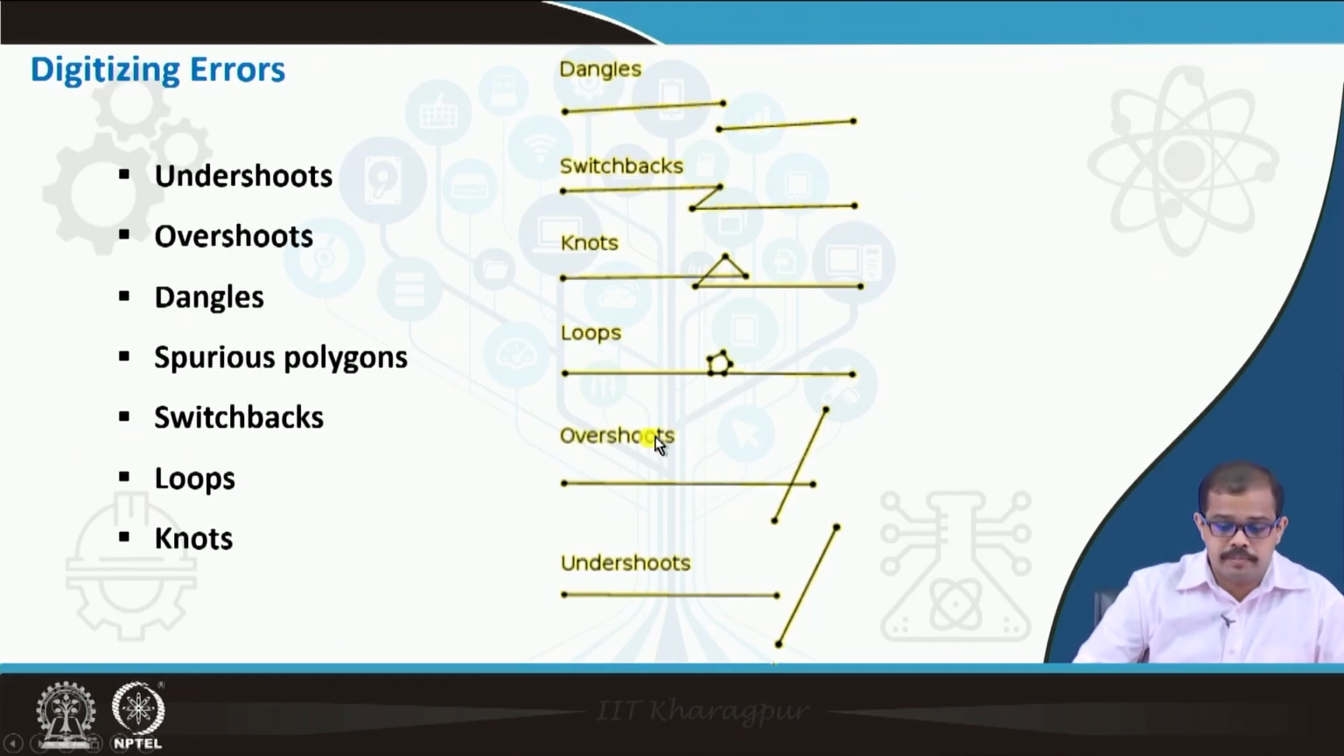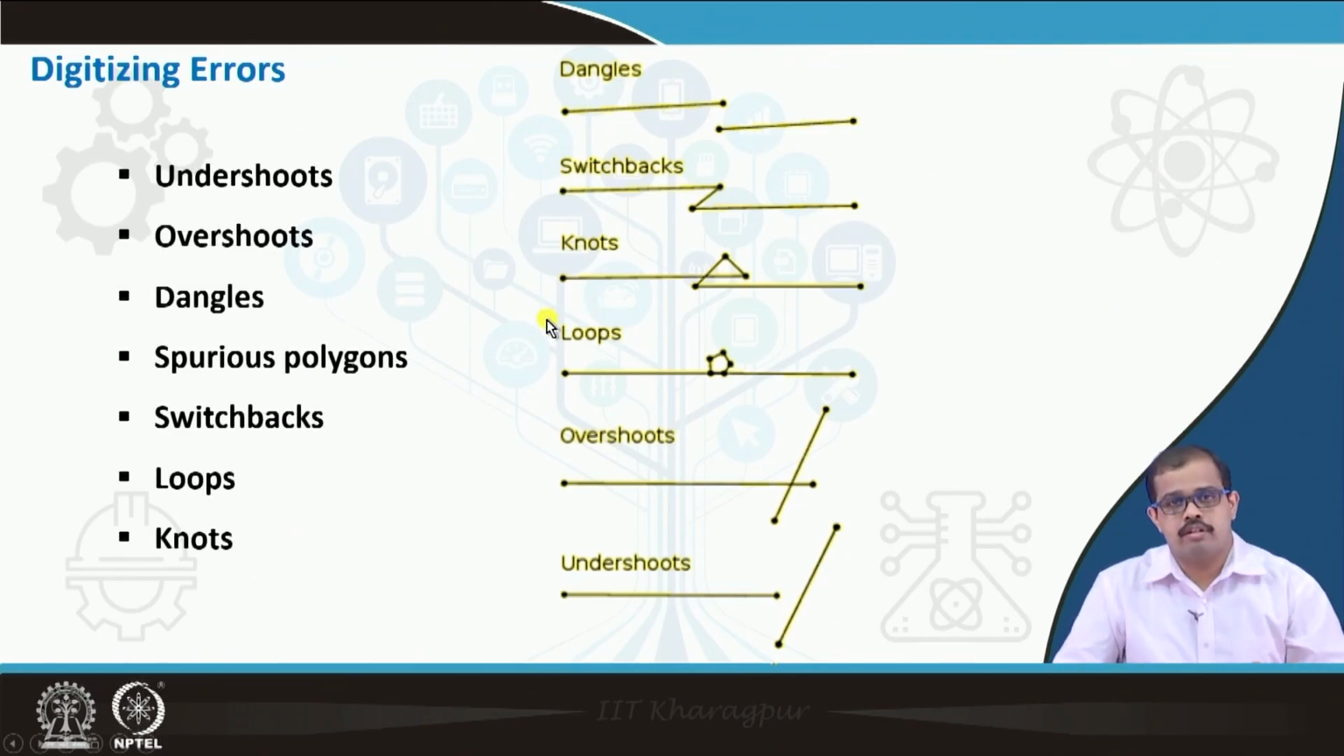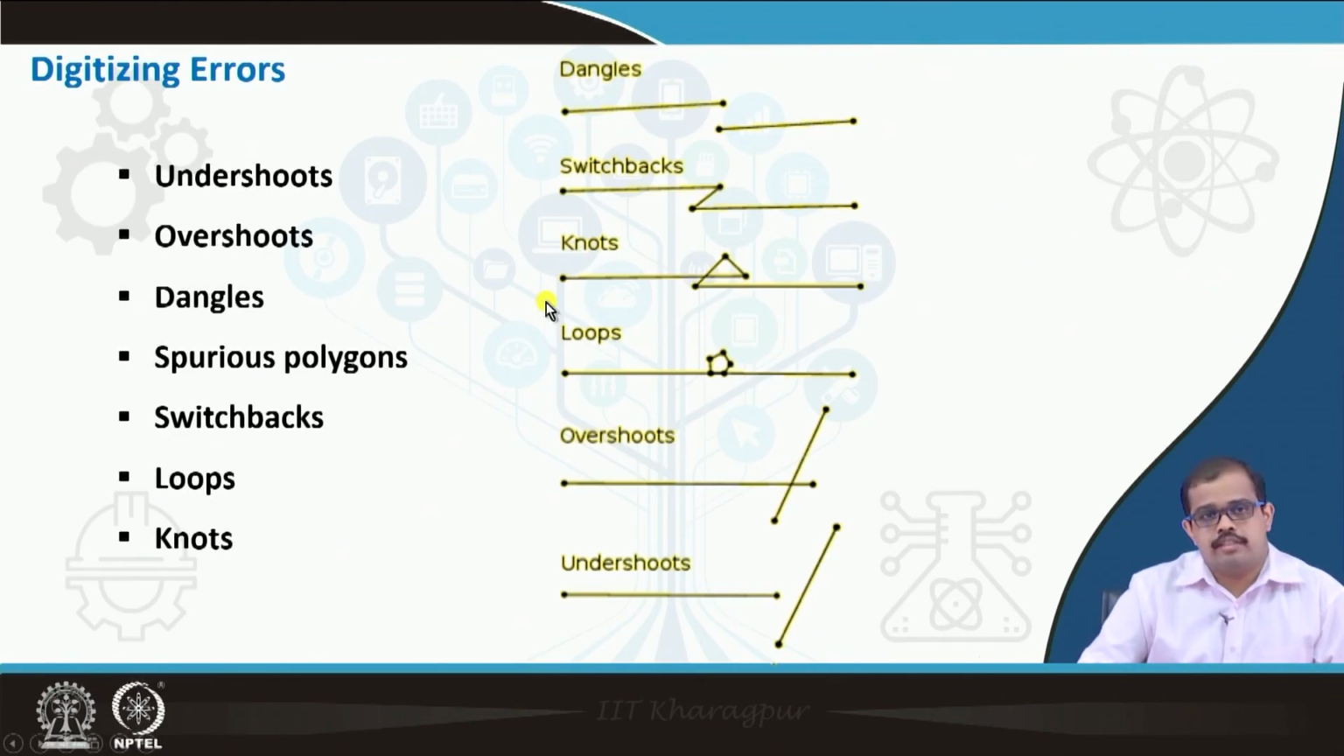Then you have loops, which may occur, for example, when you are digitizing and after a certain point of time you push your mouse, so with a click it creates a loop. Such things are very commonly seen in most databases, and they have to be corrected. And you have knots sometimes like this. All of these errors have to be identified and rectified.